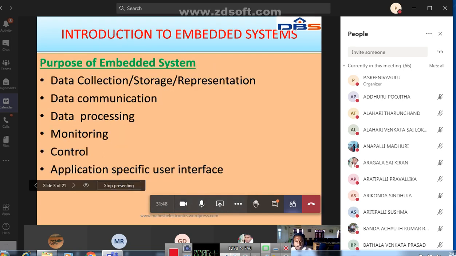Next, already briefly I will go through this because we have already seen it in the previous class. Purpose of the embedded system. Sometimes you will get in the examinations what is the purpose of an embedded system. Data collection, data storage and representation.